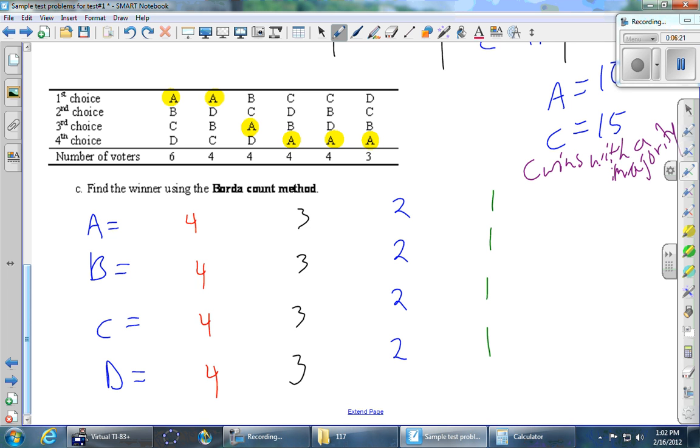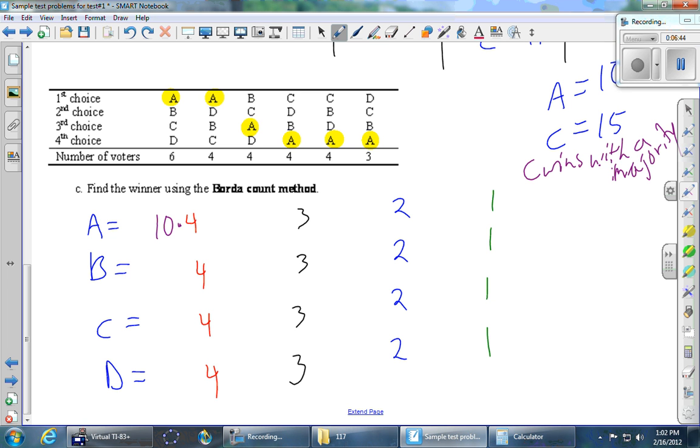That might be a safer place to start. Last place is always worth 1, and then work your way up. Okay, so how many first place votes did A have? Let's see. First place votes are only in the top row. 6 and 4 is 10. So A had 10 first place votes that were worth 4 points each.